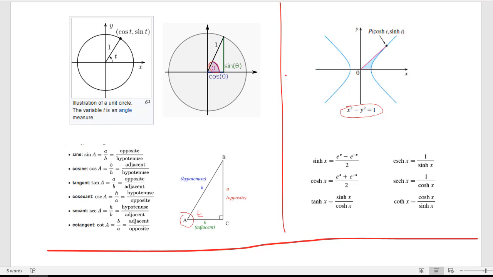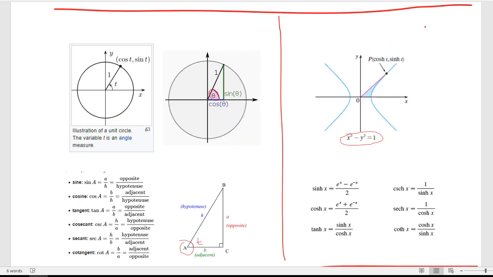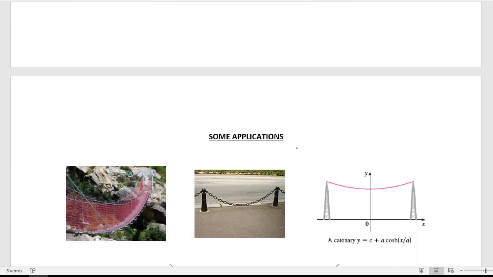So in these side-by-side comparisons, we're just looking at how the trig functions are defined and their visual interpretation on a unit circle. Here's how the hyperbolic functions are defined, and here's their representation of a point on a hyperbola. Now, when we're looking at this hyperbolic shape of a curve, there are some particular applications of interest that we could talk about, at least at this level of a course.